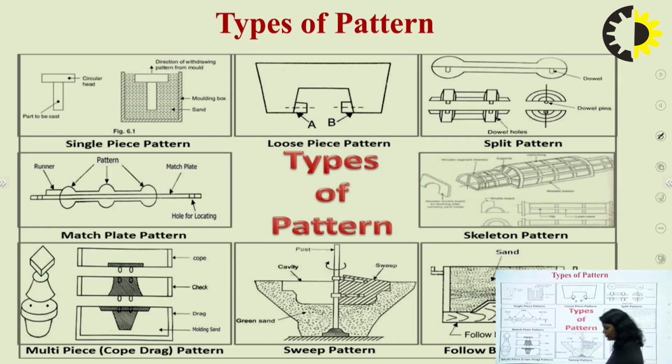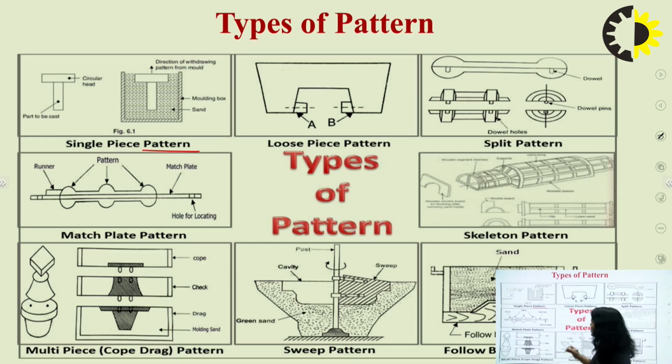Now we come to the different types of pattern. In the casting process, we use different types of patterns depending on our requirement or the shape of the final casting which we want to produce. First is the single piece pattern. As its name indicates, it is made up of a single piece. It is used basically to produce simple shape castings, or large castings.